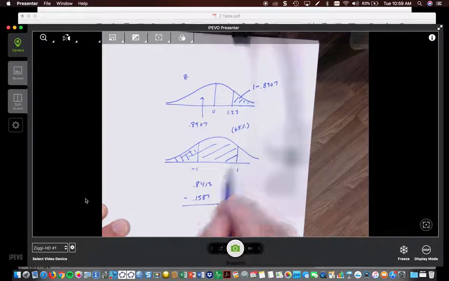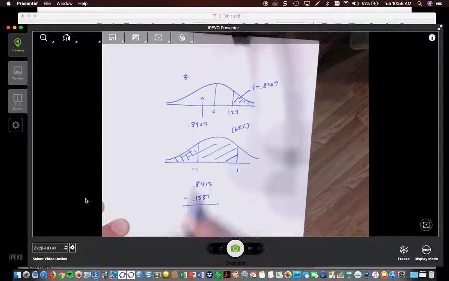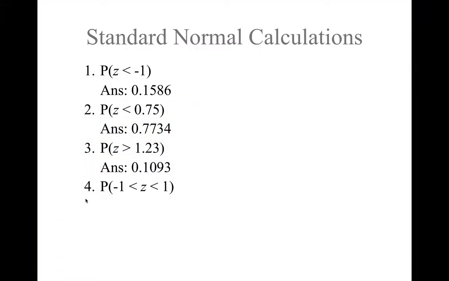All right, so the first answer was 0.8413, which is everything to the left of 1. 0.1587 is everything to the left of -1. To get the area in between, I subtract those two, and I get about 68%. So let's go back here, and the calculator says about 68%. Okay, I'm going to let you do this one.